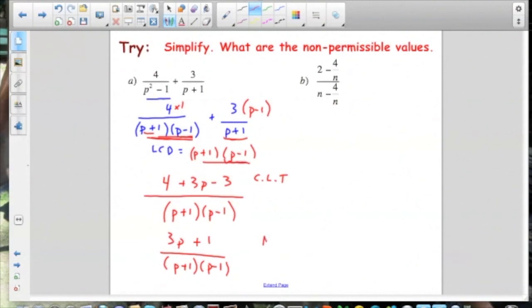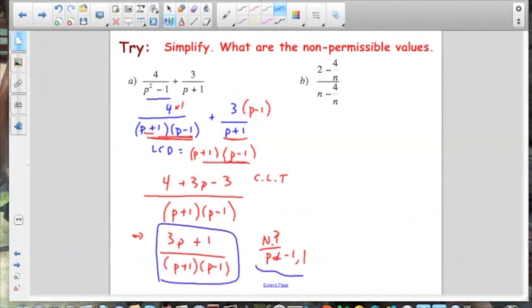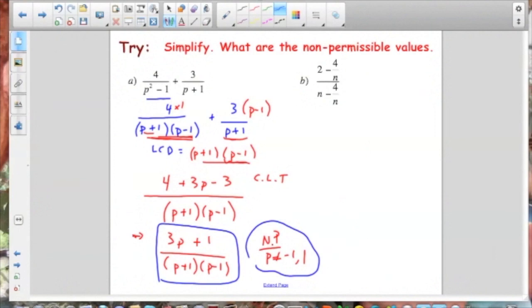Okay, let's do our non-permissibles. So we get p cannot equal -1 and 1. All right, and can we factor here? It doesn't look like it. So there is our simplified solution with our non-permissibles.